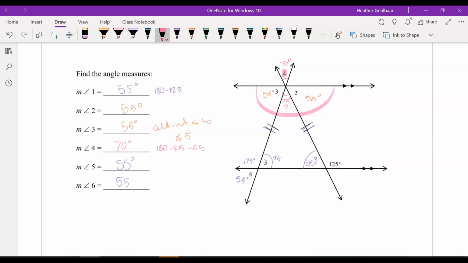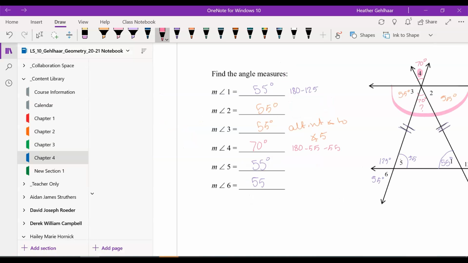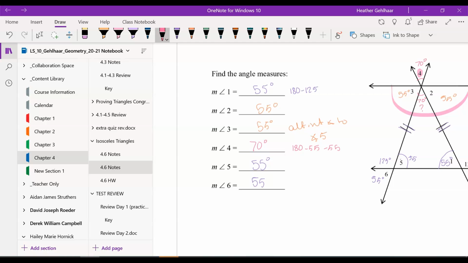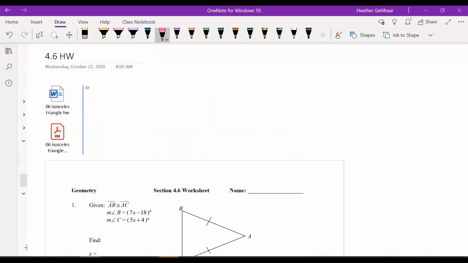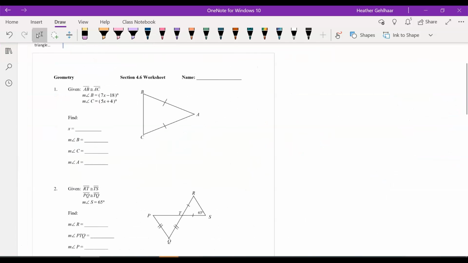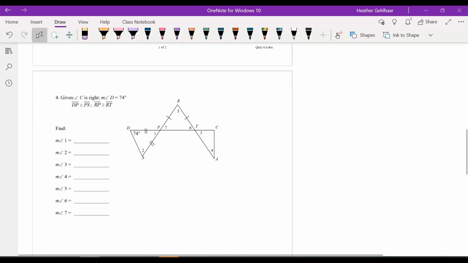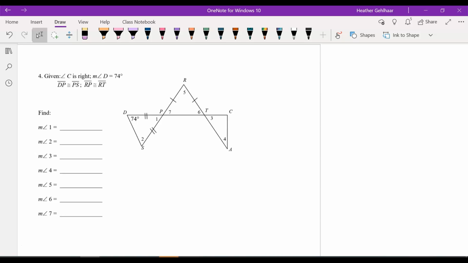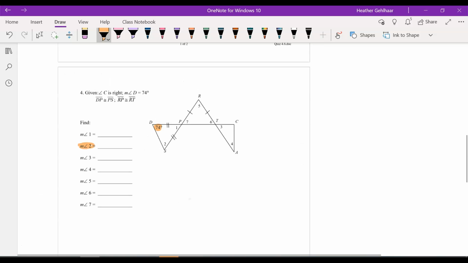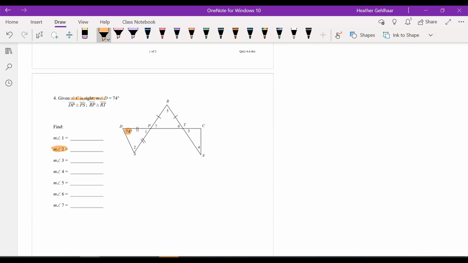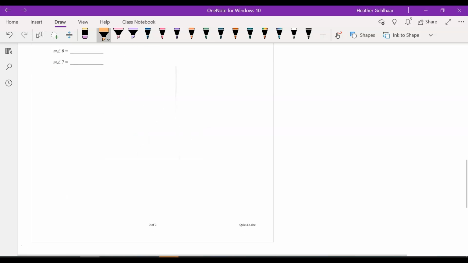All right, that is all I have for these notes. Your homework here is the 4.6 homework. It is the worksheet, a couple problems similar to what you saw today. For number 4, I suggest you start where you are given. So you're going to start with angle 2 and then go to angle 1. I promise that'll be more helpful, okay? And then don't forget to write down all of your notation that you are given to help you.